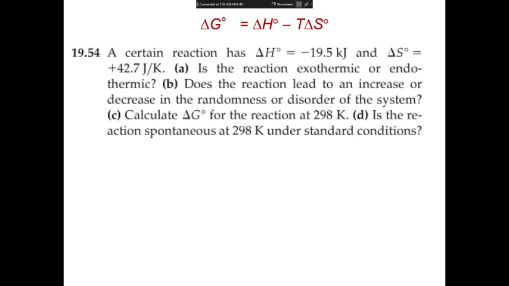So this question says, a certain reaction has a delta H of negative 19.5 kilojoules. Sometimes that will say kilojoules per mole. And a delta S of 42.7 joules per Kelvin. That's in joules, so before I work with that one, as soon as I notice it's in joules, I'm going to move that decimal 1, 2, 3 places and call it 0.0427, and then I can call it kilojoules per mole Kelvin.